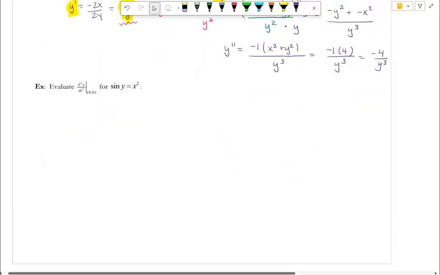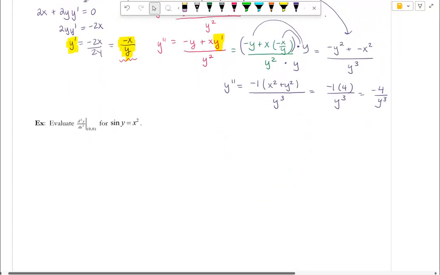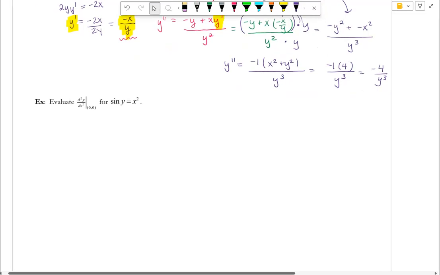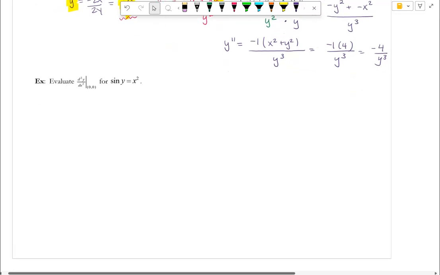All right, our very last example. I would encourage you on this one to pause the video and try this example and then come back and check it. We're finding the second derivative evaluated at the ordered pair (0, 0), so when x and y are both 0, for sine of y equals x squared.